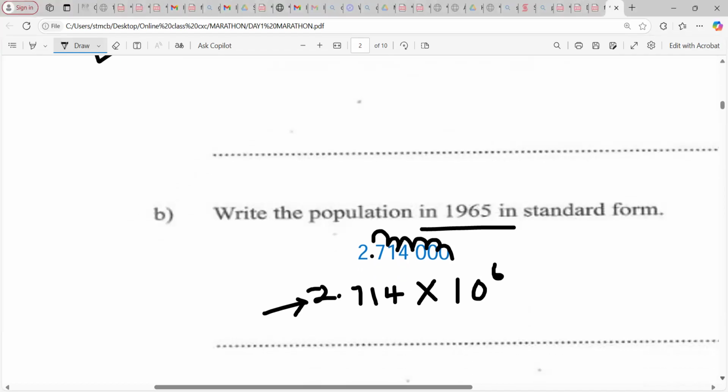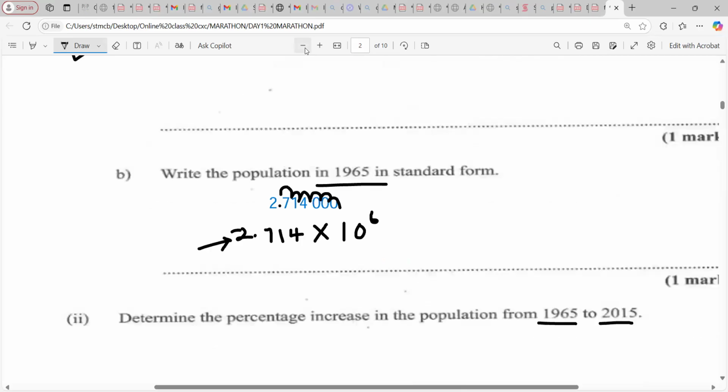Alright, so that'll be 2.714 times 10 to the number of places we moved, which was 6 places. I moved the decimal point 6 times to reach there. And remember, standard form can only be between 1 and 10. So it can be 1 point something, 2 point something, 3 point something, 4 point something, 6 point something, 7 point something, 8 point something, or 9 point something. That's it. It has to be a single digit. Alright?